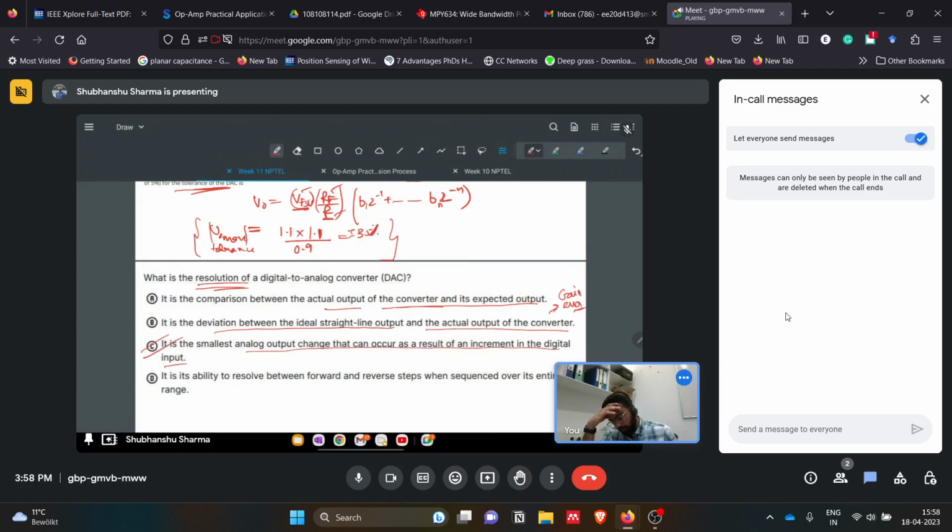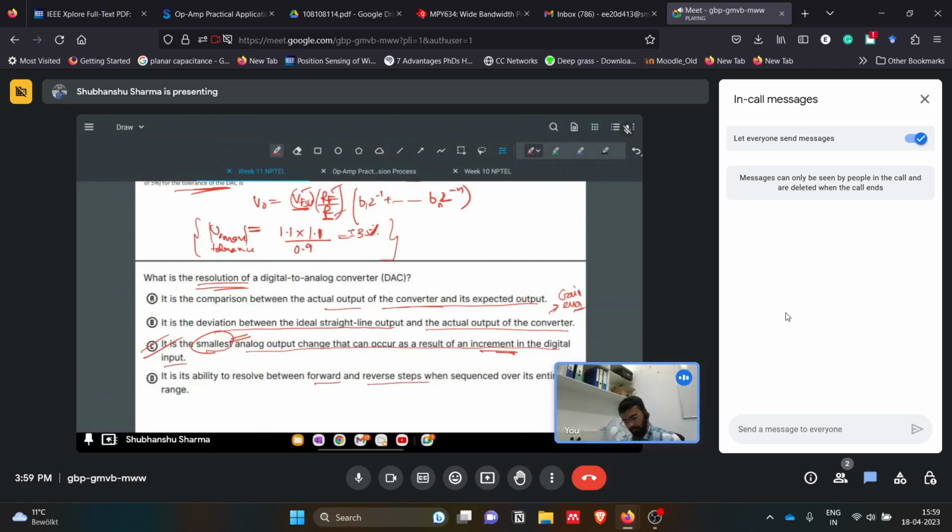Then this is, I think, correct, because the smallest word is there. So the smallest analog output change which we can get from an increment in the digital input, that is the definition of the resolution. So let's see the last option also. It is its ability to resolve between forward and reverse steps when sequenced over its entire range. No, I think this is not.